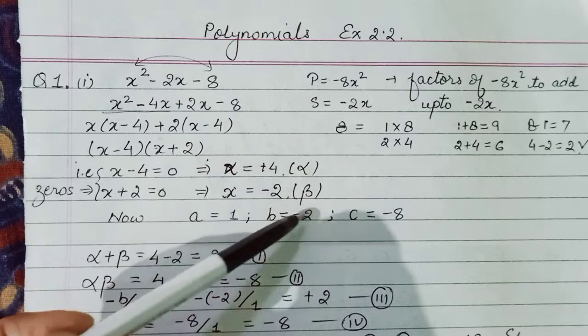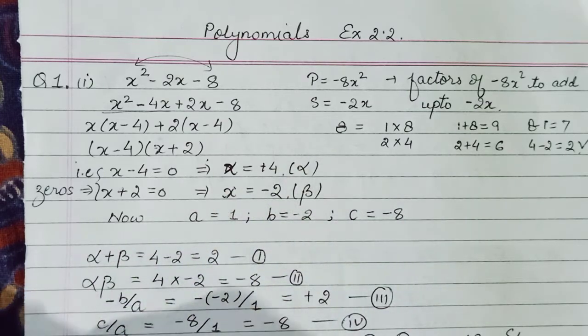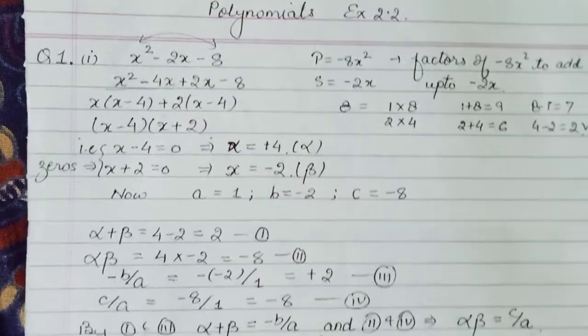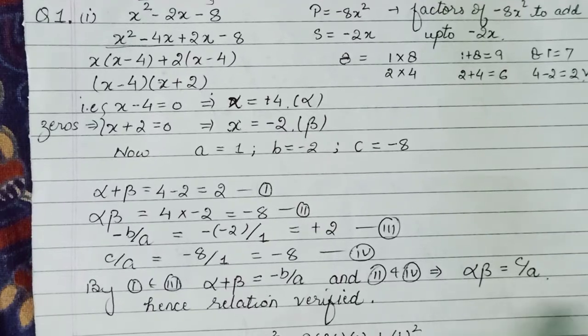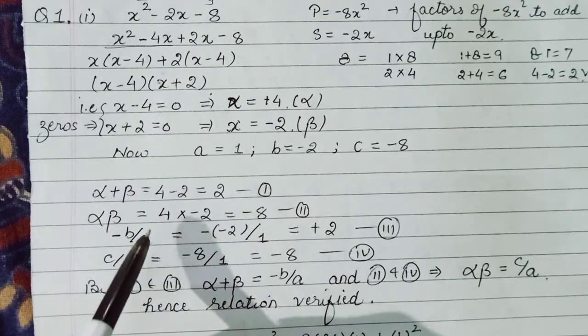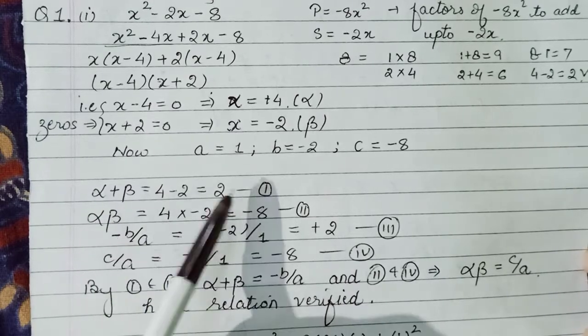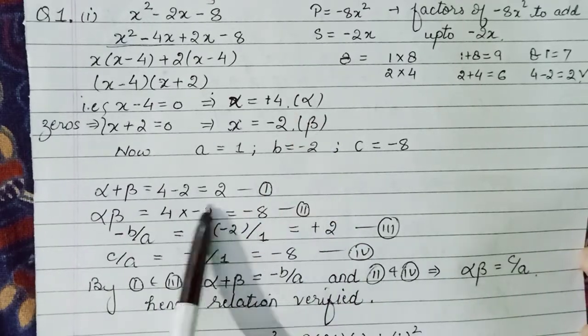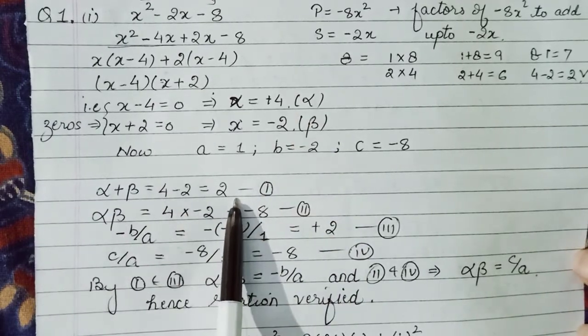We have taken out the zeros, and now we will verify. For verifying, if you remember, in the relationship there used to be alpha plus beta and alpha into beta, and there used to be minus b by a and c by a. So I am calculating each of these here. So alpha plus beta: alpha was 4, beta was minus 2. Alpha plus beta has come out to be 2.